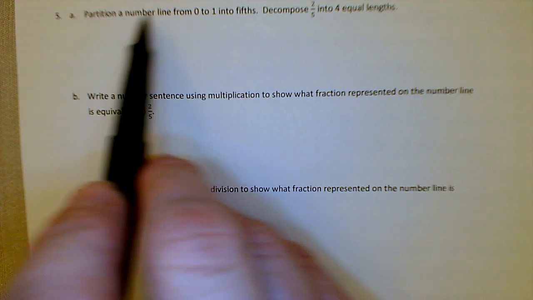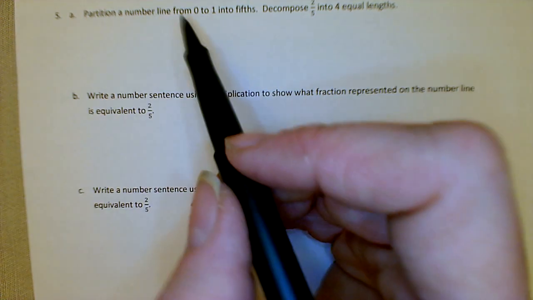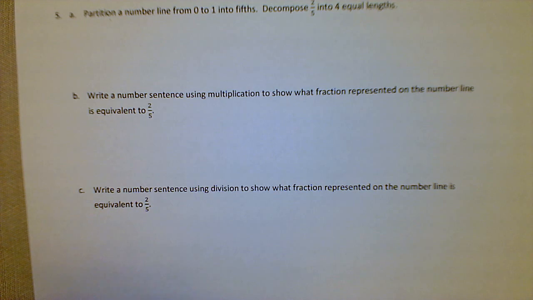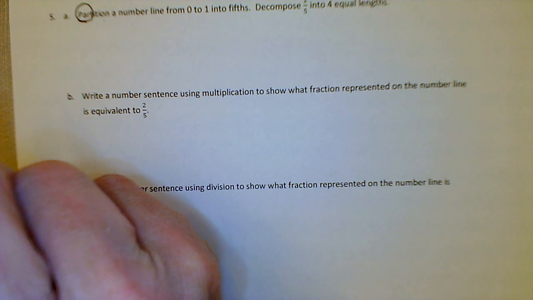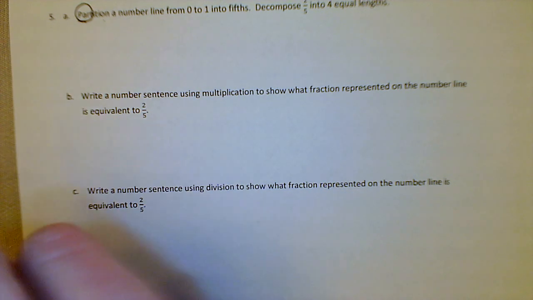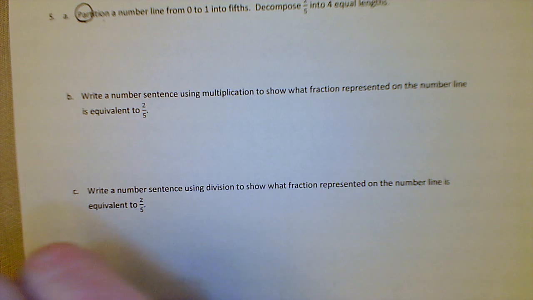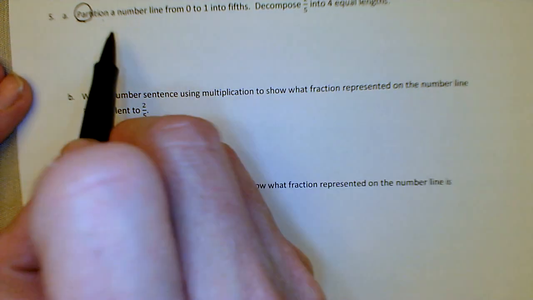Okay, so again, let me read it. Partition a number line from 0 to 1 into fifths. So let's just start with that. So I don't know if you have noticed that the word partition, which is a word that I've been using a lot today and for the last, I guess, 2 days, has the word part in it. When you're partitioning something, you're splitting it up or dividing it up into its parts. We're cutting it up into the parts. So I wanted to point that out to you because I've been using that word a lot.